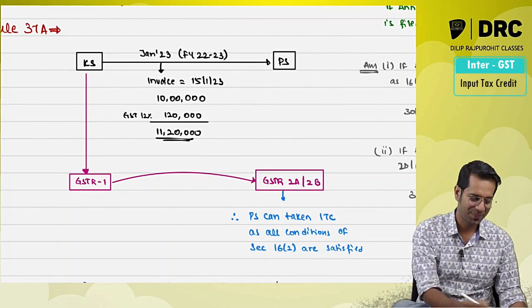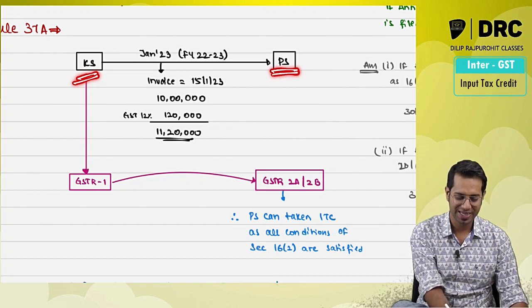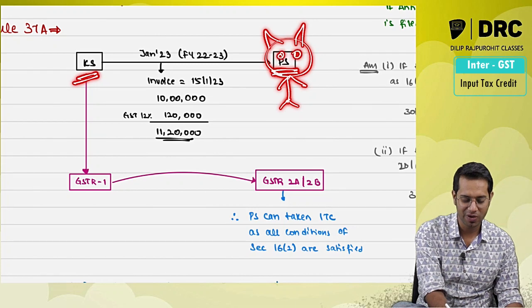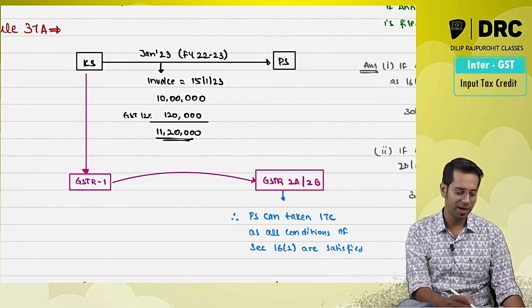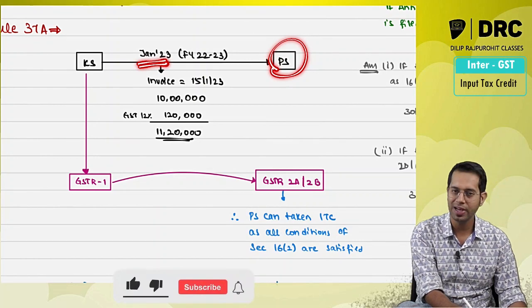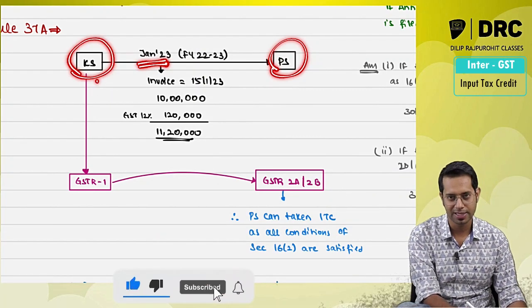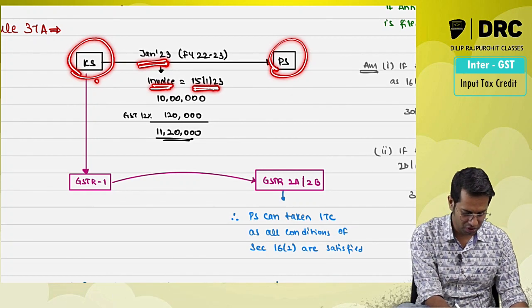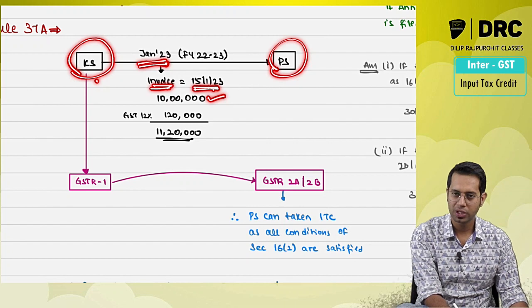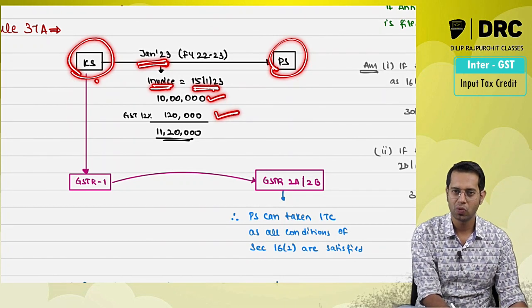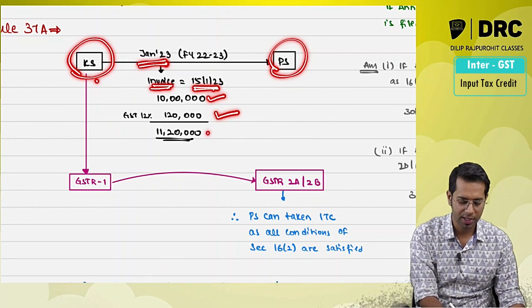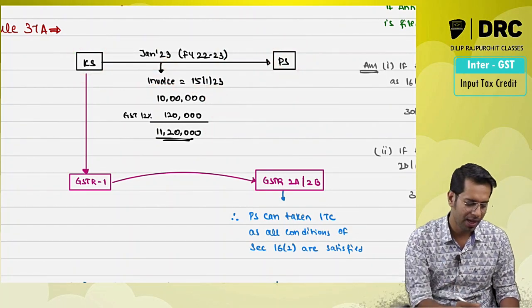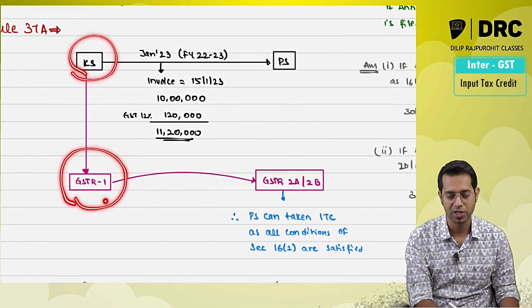Normally, Karina Sadis, Priya Sadis. Whenever I give examples, I am always Priya Sadis. So, Priya Sadis, in the month of January 2023, I made purchases from Karina Sadis. The invoice date was 15th of January 2023, the invoice value was 10 lakh rupees, GST amount is 1,20,000, and total invoice value is 11,20,000 rupees. Very simple.